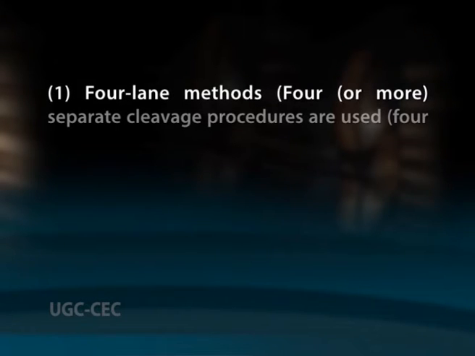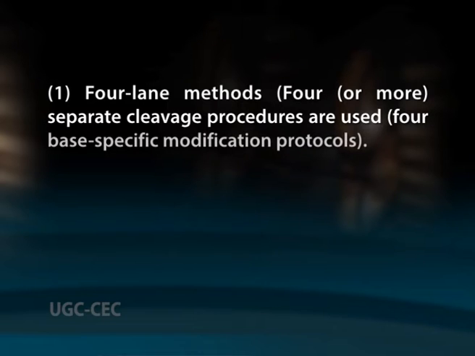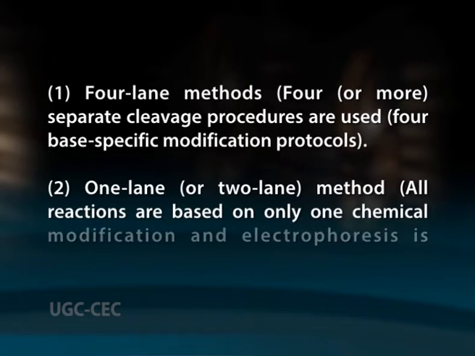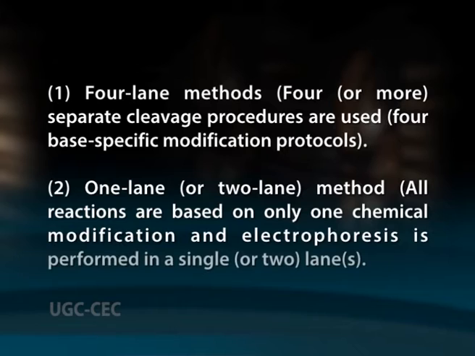The key points in the Maxam-Gilbert methods are the chemical reactions. They can be separated into 2 different groups. 1. 4-lane methods, where 4 or more separate cleavage procedures are used and the information is displayed in 4 or more parallel gel lanes, and 2. 1-lane or 2-lane methods, where all reactions are based on only one chemical modification and electrophoresis is performed in a single or 2 lanes.